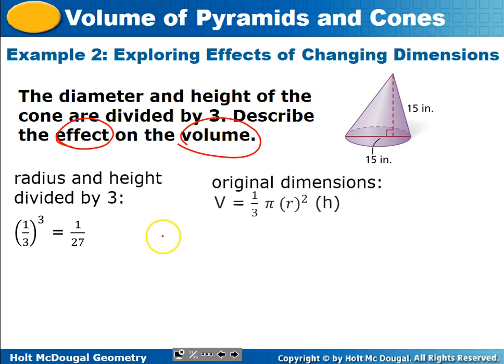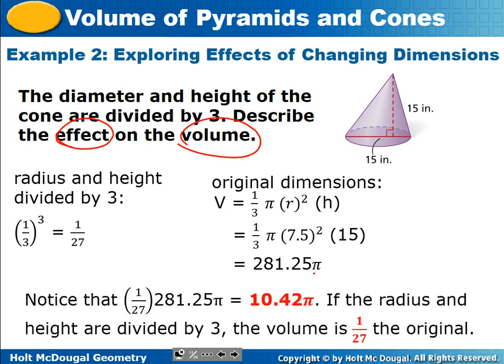Now I want to show you what this would look like if we actually did the problem. So this would have been the volume of the original cone, and if we were trying to figure out what would happen to this as a result of each of the dimensions being divided by 3, we would then multiply that by our 1/27 or divide the whole thing by 27. That would give us 10.42 pi. So that's because everything was being divided by 3, so it becomes 1/27 of what it was originally.